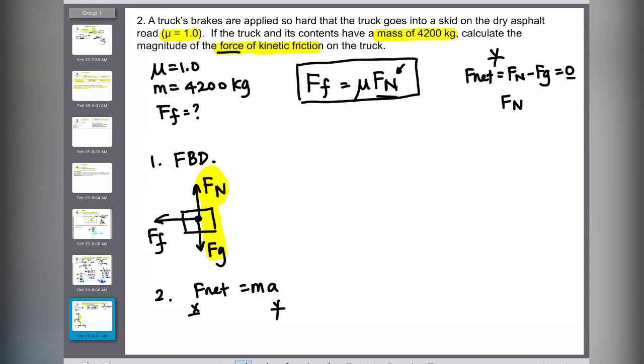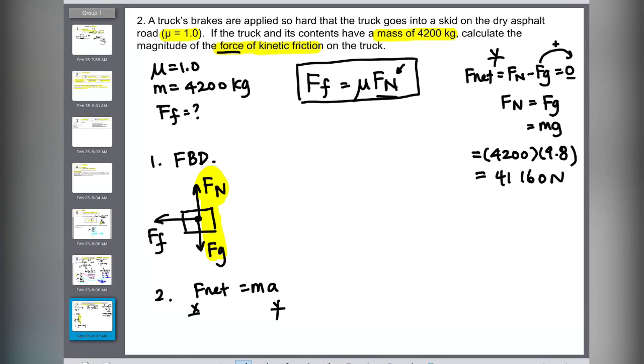I don't know if you now figure it out. Fn equals Fg. Okay, so Fn equals Fg. Is it okay that I skip a step? Because I move this over and it makes it a plus. Okay, and hopefully you remember the equation for Fg is m times g. So m times g, g is 9.8, 4,200 times 9.8. So it's a big number, 41160 newtons.